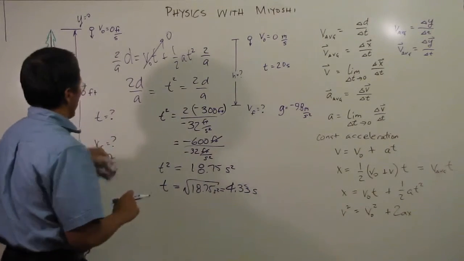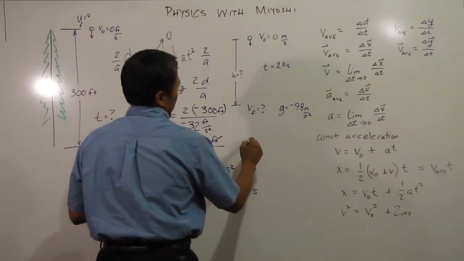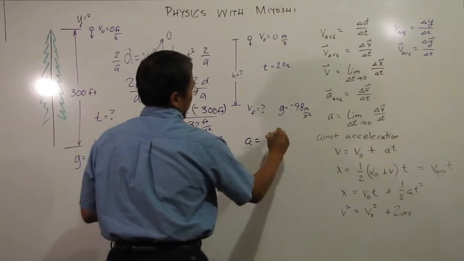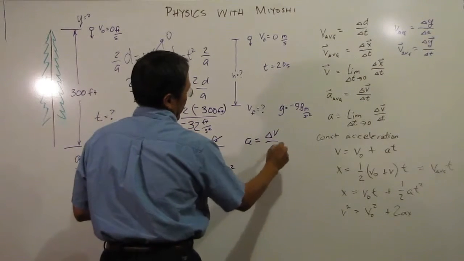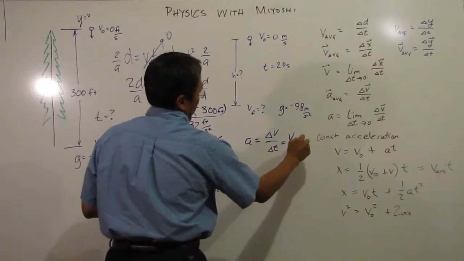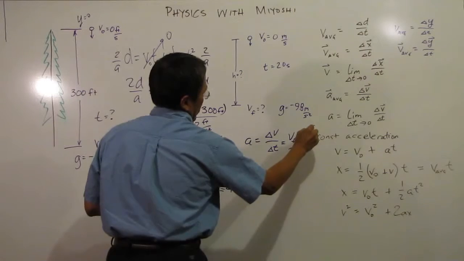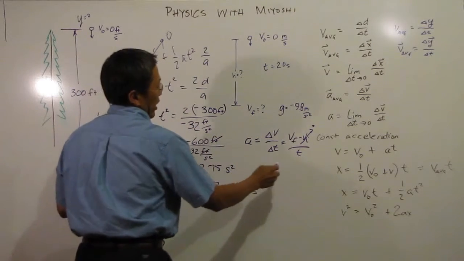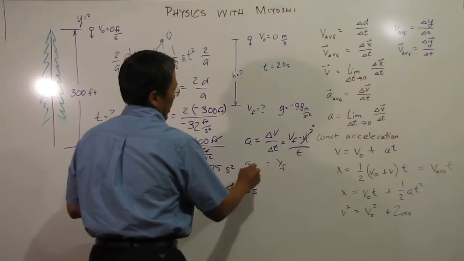Now, all we have to do is remember that change in velocity, or acceleration, is change in velocity over change in time. And we can rearrange that equation. That's just v final minus v initial divided by time. V initial is going to go away. So then all I have to do is find my v final, is multiply a times t.